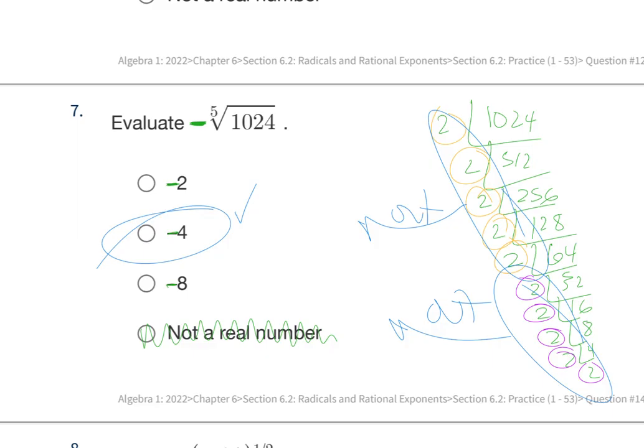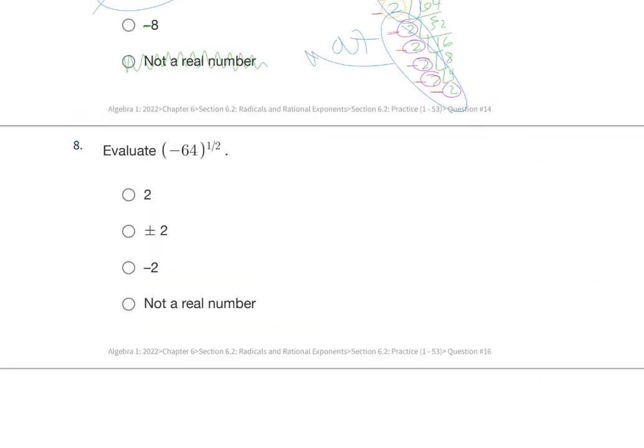Why is it negative? Because, again, we did it a second ago. If we were to pair these up, 1, 2, that's positive. 1, 2, positive. 1, 2, positive. 1, 2, positive. 1, 2, positive. But the negative was outside.